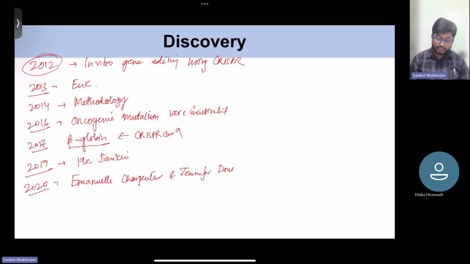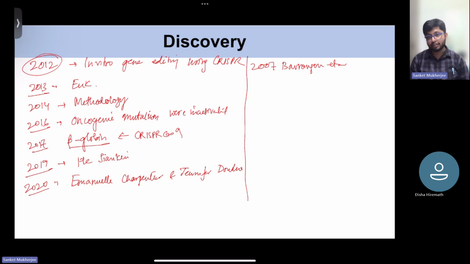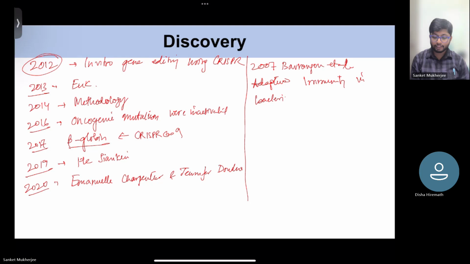In 2007, essentially, Barrangou and his group found the role of CRISPR in specific. They found that CRISPR is important for adaptive immunity in bacteria against phage infections. So essentially, the role of CRISPR-Cas in the bacterial system was figured out, and the methodology was so simple that we use this even till date to edit genes. And we'll see how that happens.